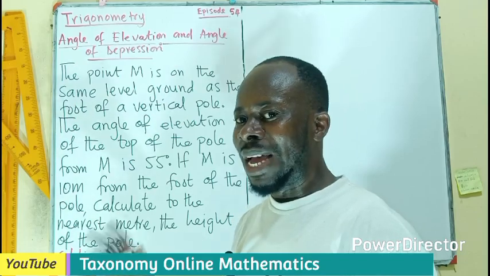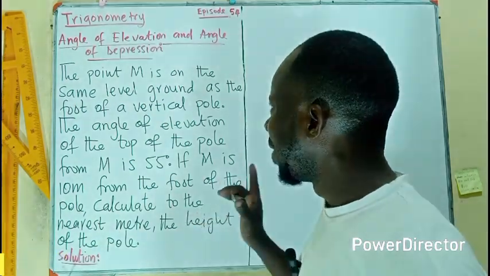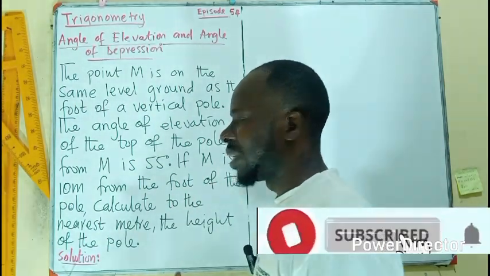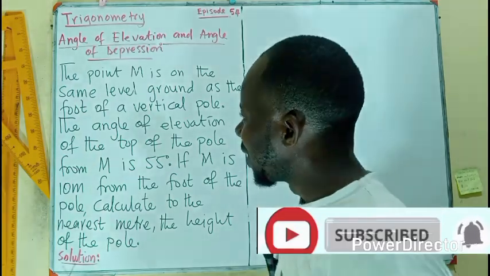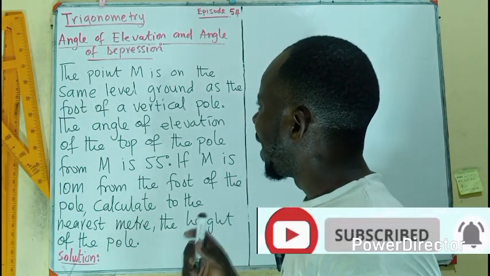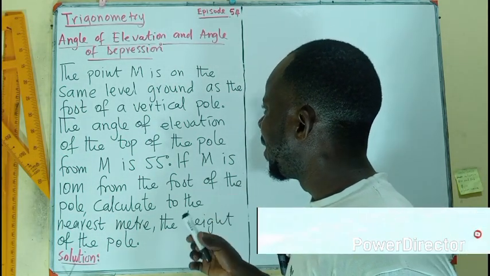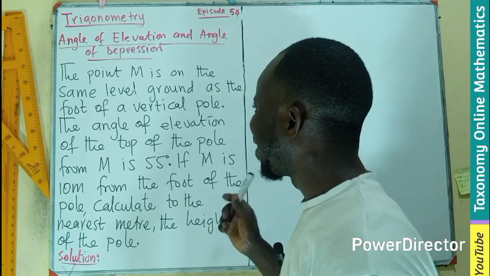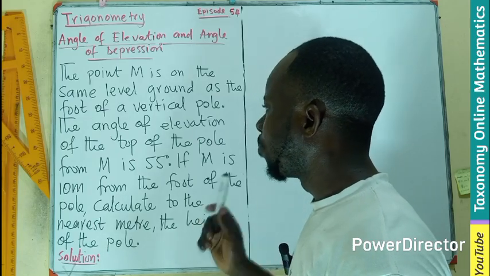And this will be episode 3 on the angle of elevation and depression. Join me as we provide an answer to this. The point M is on the same horizontal ground as the foot of a vertical pole.